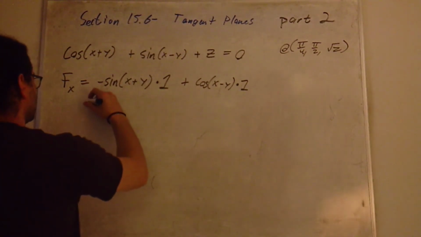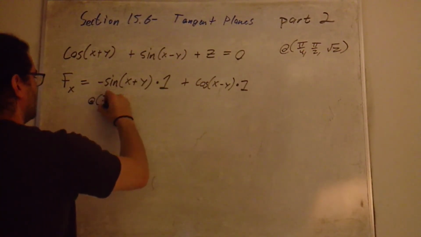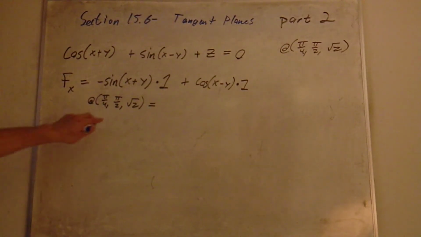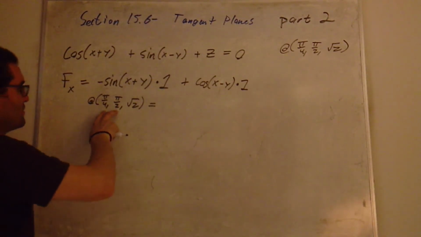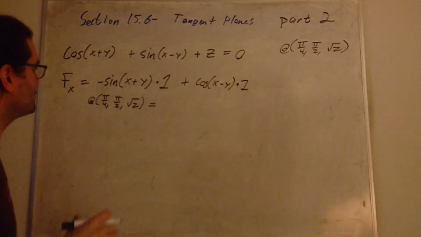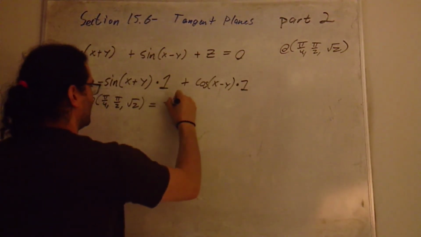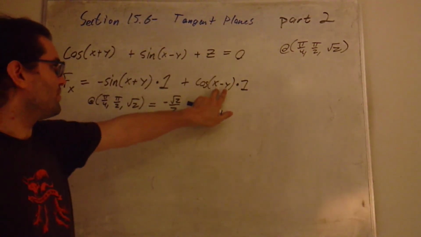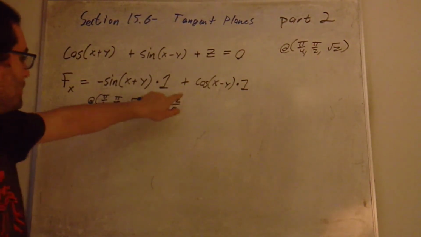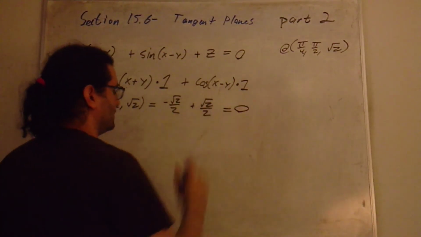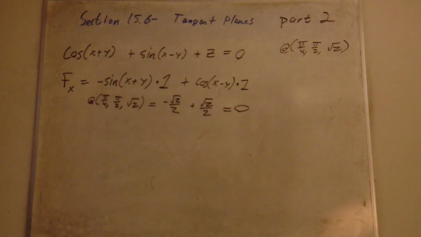So I need to evaluate this at pi over 4, pi over 2, root 2. We get, again, the sum of these things is 3 pi over 4. So the sine of 3 pi over 4 is positive root 2 over 2. And we make that negative. So we're getting negative root 2 over 2 times 1. When we subtract the two things, we have negative pi over 4. Cosine of negative pi over 4 is positive root 2 over 2 times 1. Oh, so that slope is 0. Okay, that's fine.